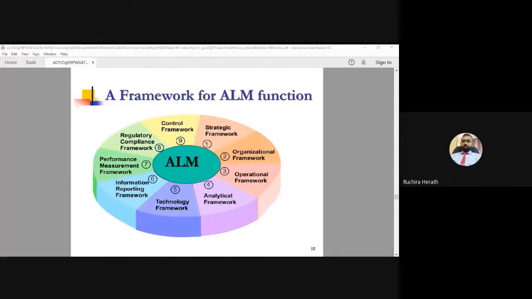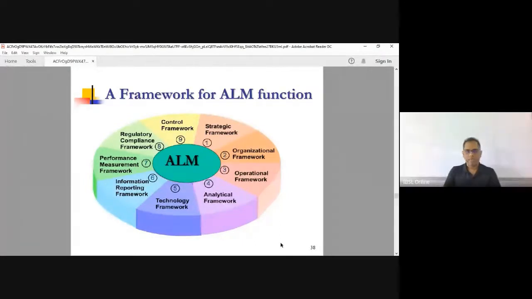Okay. Thank you. So we are just going on to the overall framework and where ALM sits within the overall framework of a bank. So we discussed this, I think, before as well. So there are various frameworks in the bank. There are various functions and businesses in the bank. But more than that, there are also different frameworks that the organization will work in.